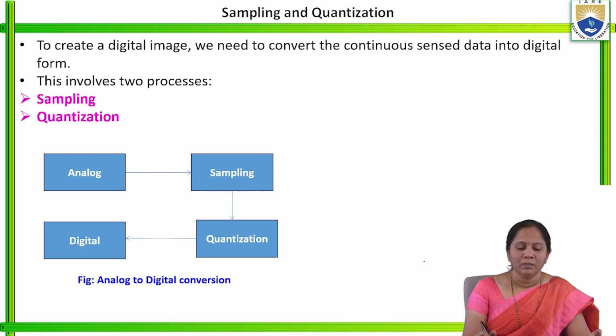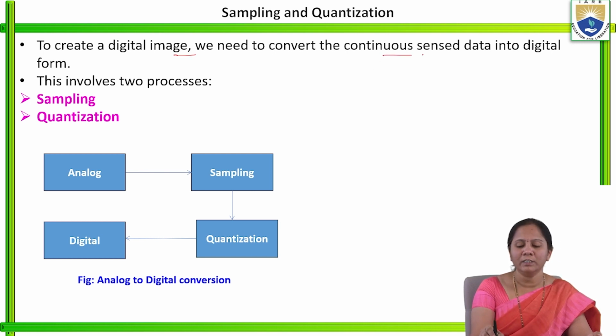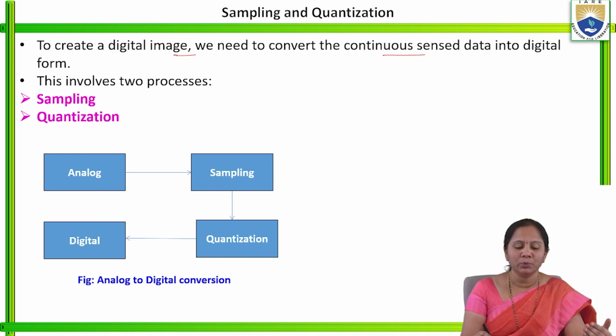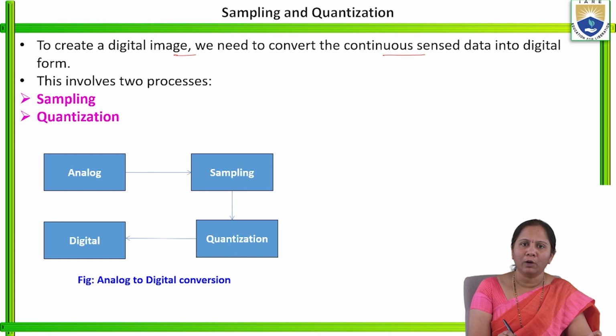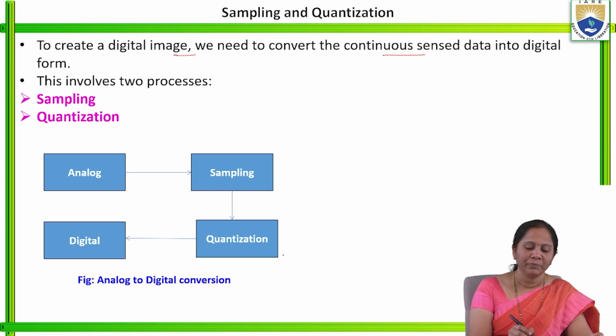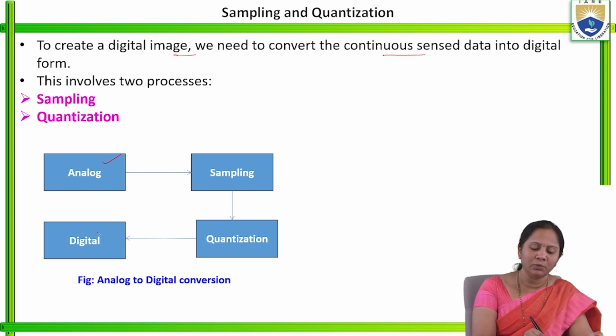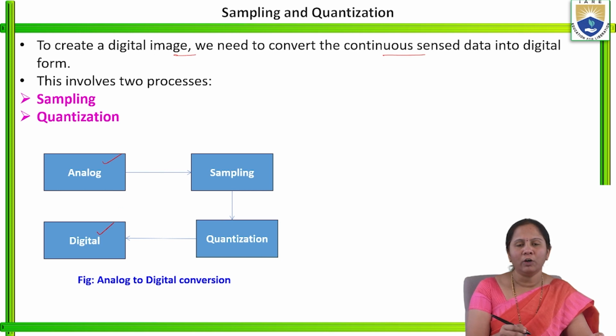Now, based on that, to create a digital image, we need to convert the continuous sensed data into digital form. This is a simple block diagram which shows the process of converting an analog image to a digital image. The input image which we have acquired will generally be in analog form. It will be continuous in manner, and that image should be converted into a digital image. To do this conversion, two steps need to be followed. The two steps are sampling and quantization.